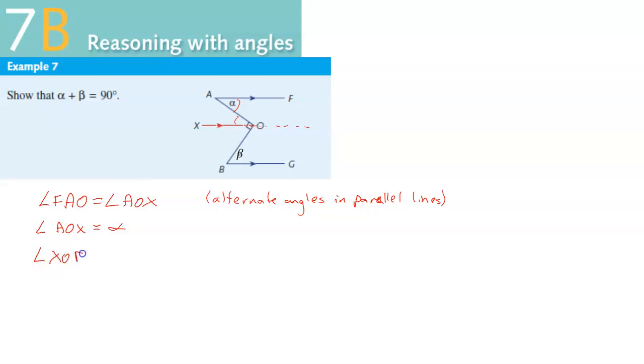Angle XOB is equal to angle OBG. I could just say ditto here because it's the same reason as before. They're alternate angles in these parallel lines. So angle XOB equals beta. Now I can see here that this angle is a right angle, so I can say, therefore, remember I can fill things in, so this is alpha, this is beta, alpha plus beta equals 90 degrees.